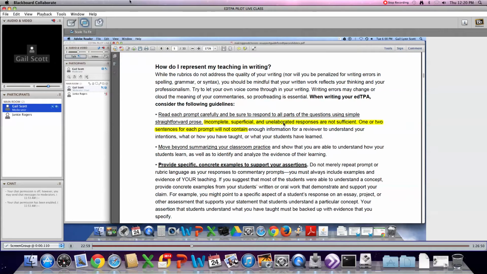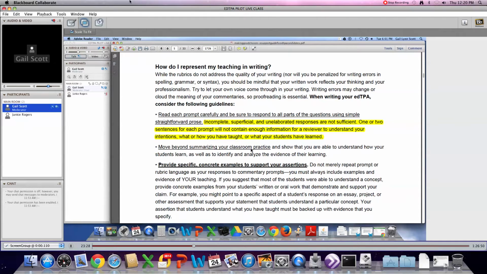Incomplete, superficial, unelaborated responses will not be sufficient. One or two sentences for each prompt will not contain enough information for a reviewer to understand your intentions, what or how you have taught, or what your students have learned. So if you just follow my model, when I showed you that example, I told you why there wasn't enough information. So if you just do that, okay?